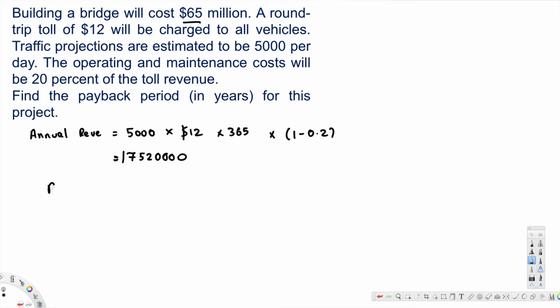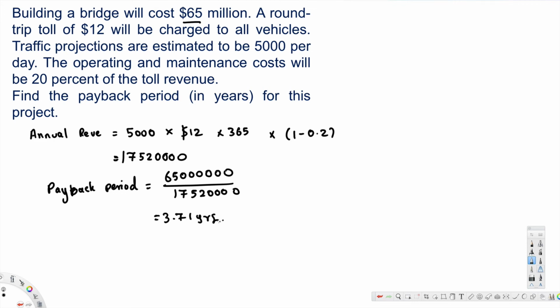Now payback period. To calculate the payback period, we have to divide this. The bridge will cost 65 million, that is 65 million divided by 17,520,000, and if you divide, you will get 3.71 years, and that's going to be the payback period. And that's how we do this kind of problems.